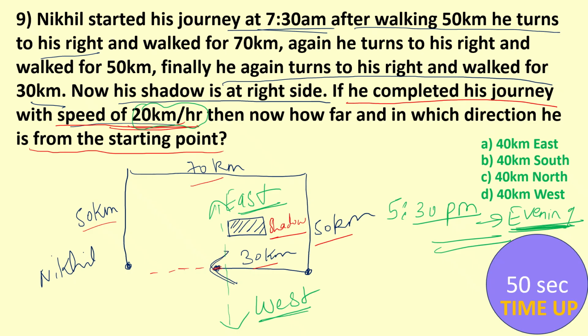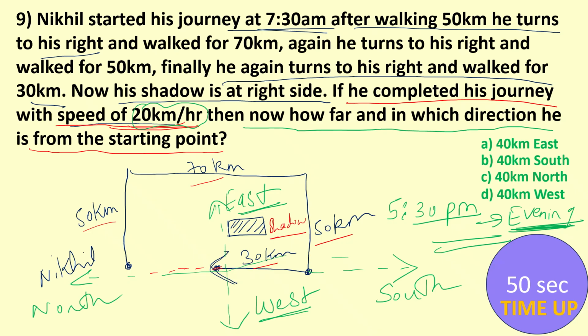So if this is east, then which are these directions? In the clockwise, if you go, this will be your south direction and opposite of that will be north direction. Correct? So what they have asked is, if he completed his journey with speed of 20 km per hour, then how far and in which direction is he from the starting point. Which direction is he going now? He is going in the south direction.